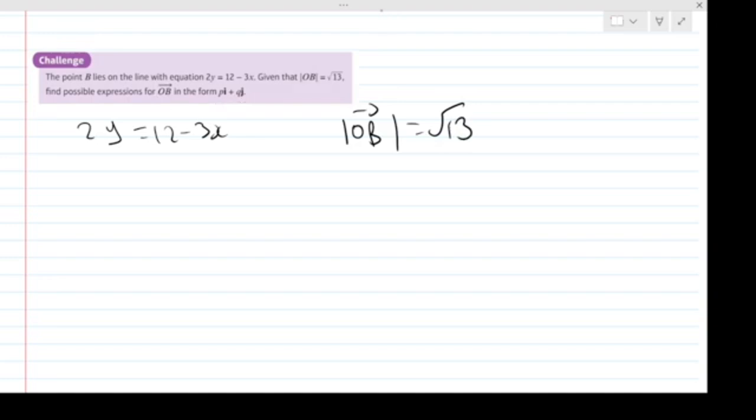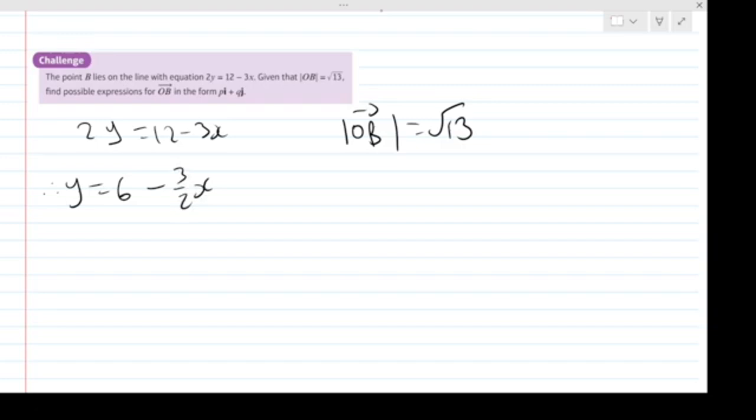So again, quite an interesting question, more of a difficult question. Obviously, it's a challenge question. But again, we're told the point B lies on this line here. Well, if 2y equals 12 minus 3x, then y equals, if I divide by 2, 12 over 2, which is 6, minus 3 over 2 x.